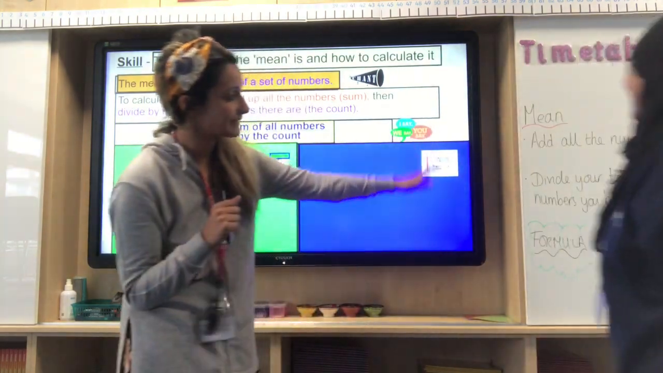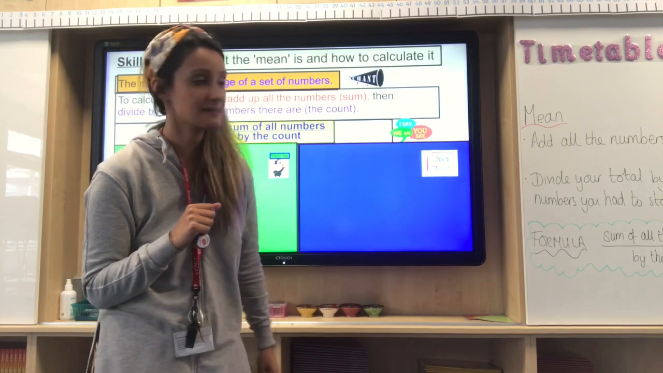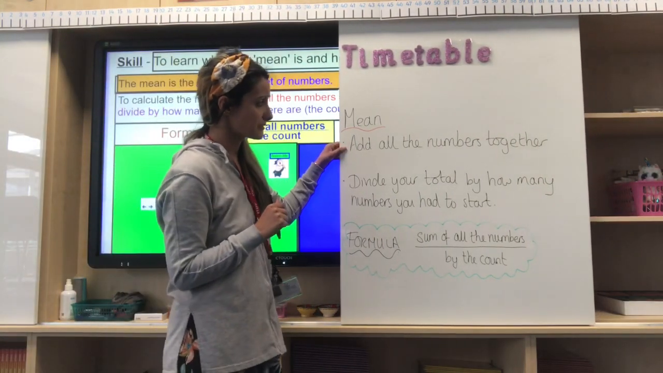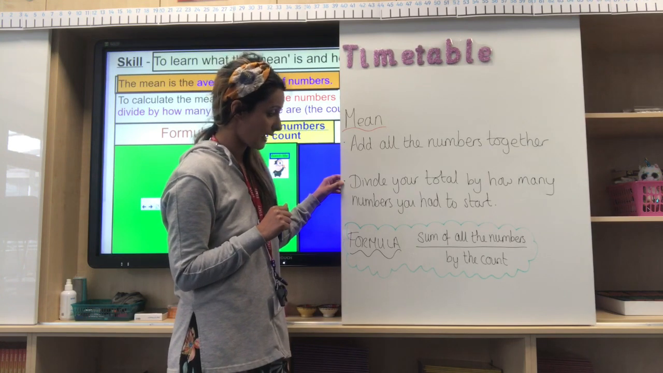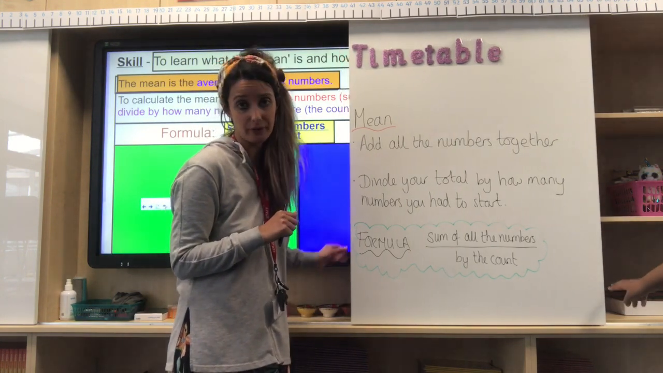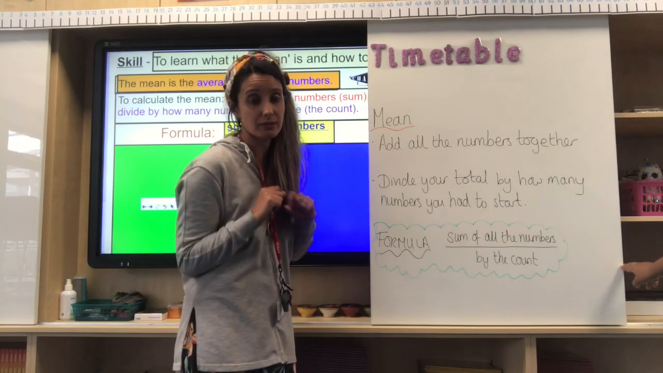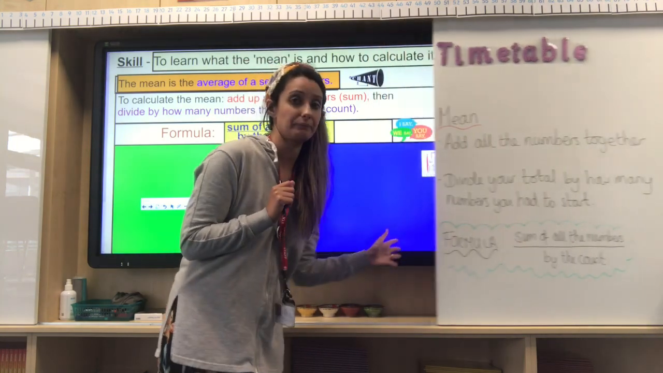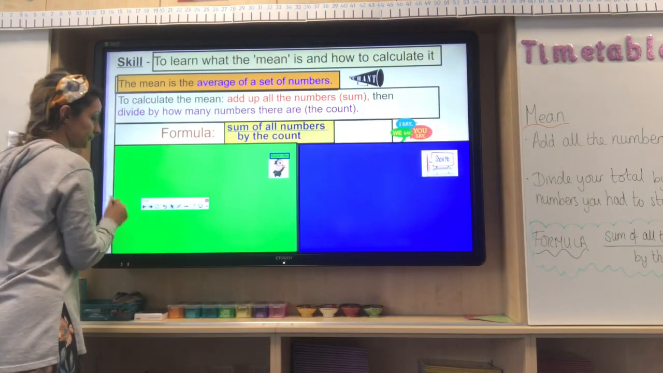Okay. I've also written that up on the side there, broken it down to a couple of steps as well. And I've just put the mean is add all the numbers together, divide your total by how many numbers you had to start. And I put that formula there as well because we need that throughout this lesson. So if you want to, you can jot down that formula, or just jot down what you have to do to calculate the mean. So just watch me first.